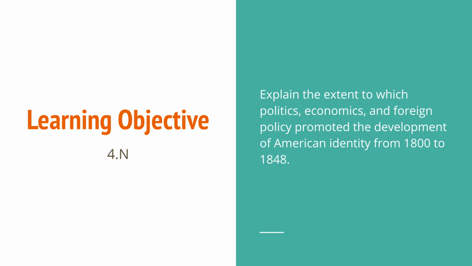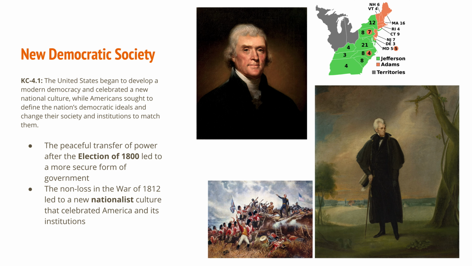The first learning objective, the only learning objective, is explain the extent to which foreign politics, economics, and foreign policy promoted the development of American identity from 1800s to 1848. So this historical period very much emphasizes American identity and all of the things that led to this new national unified identity. And we're going to start with a new democratic society.